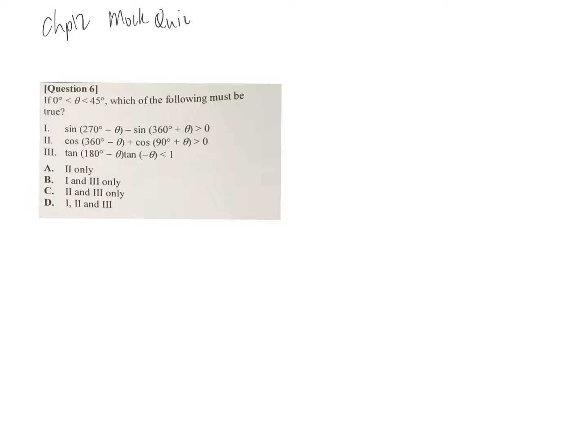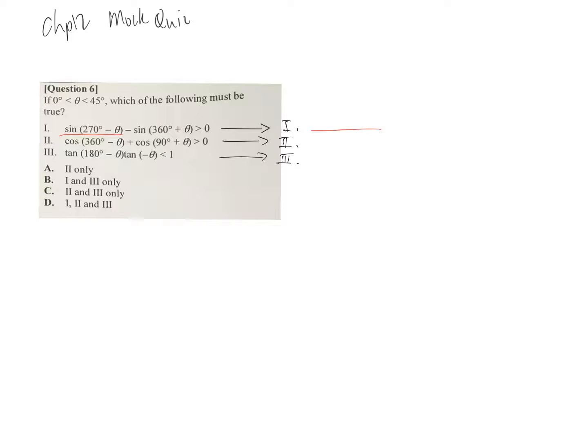For this question, you see three statements here, with many angles like 270 minus theta, 360 plus theta, and so on. What you need to do is change them back to plain trigonometric sine, cosine, or tangent first, in order to decide whether each is correct or not. So we need to change these three statements. For the way of changing, please see the previous question 5 video.